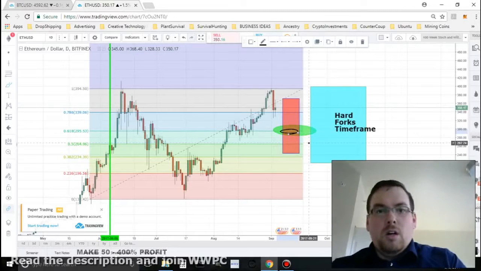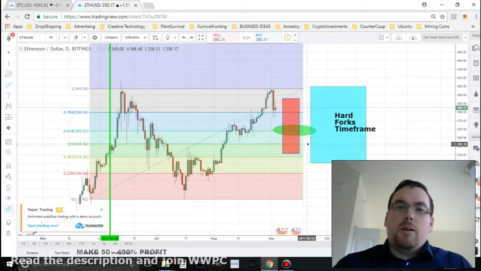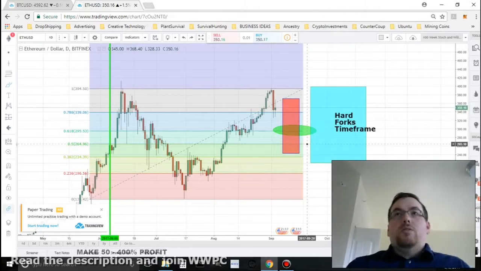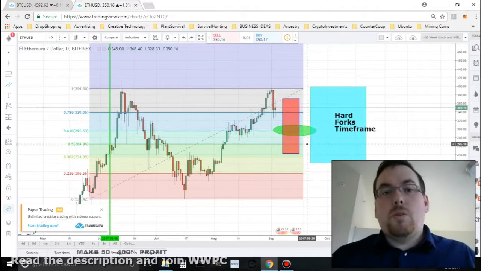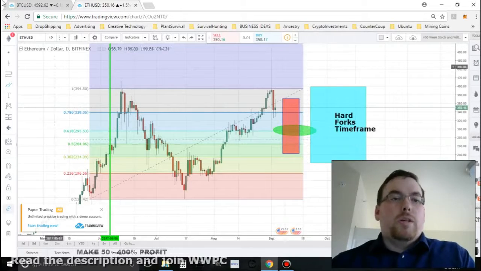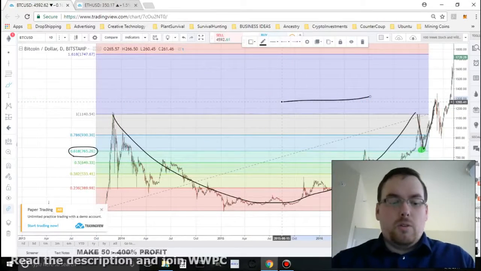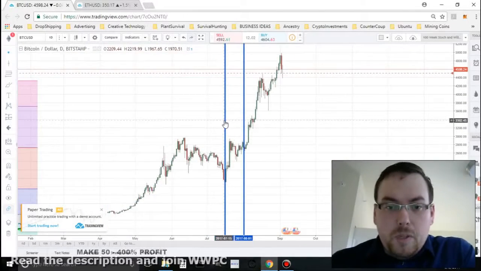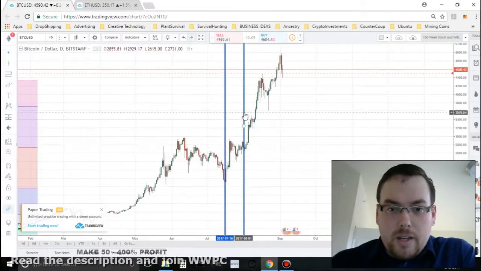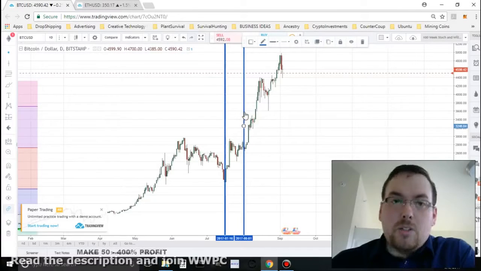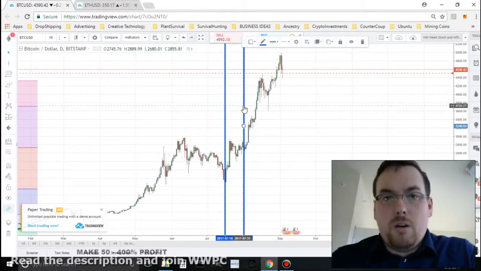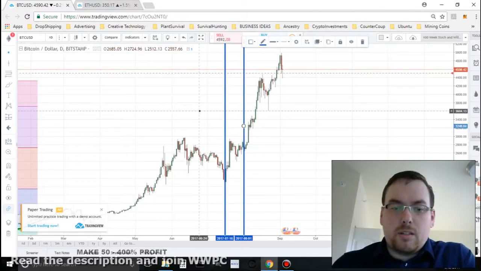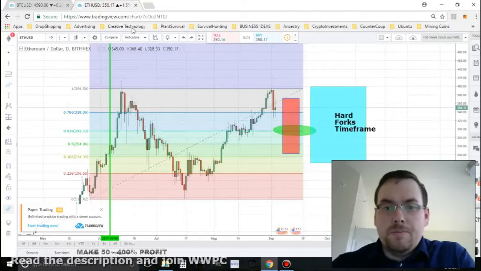Also with Ethereum, we have to be aware of the hard fork situation. So how Bitcoin worked is two weeks before the hard fork was the low in Bitcoin on its chart. So if we go to a recent Bitcoin chart, the first blue line here is the low, and the second blue line is August 1st when the hard fork occurred. So that's about two weeks difference, July 16th to August 1st.